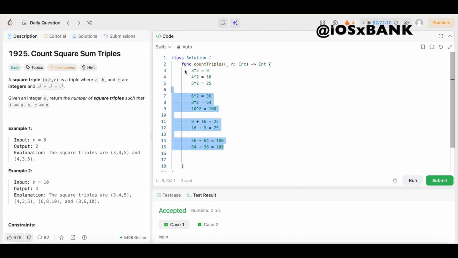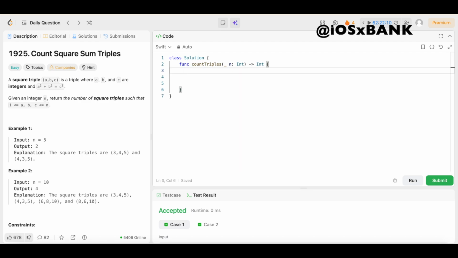And now that we understand the question, let's get into the fun part, the actual solution. The solution is not that difficult at all, y'all. So let's get into it.